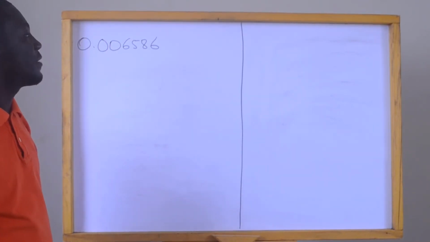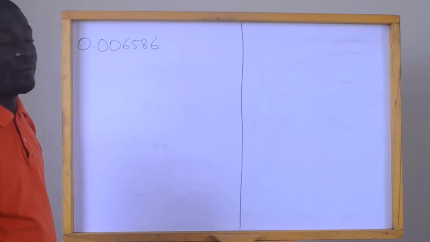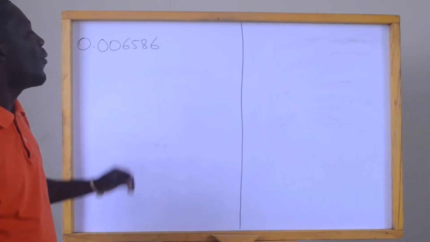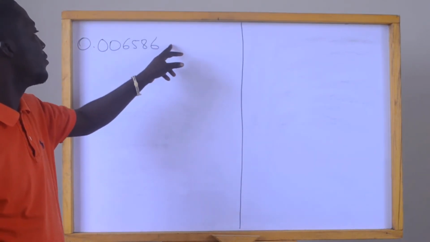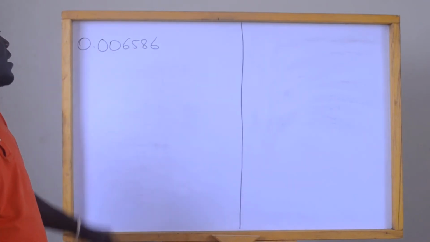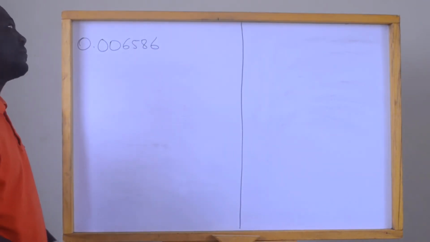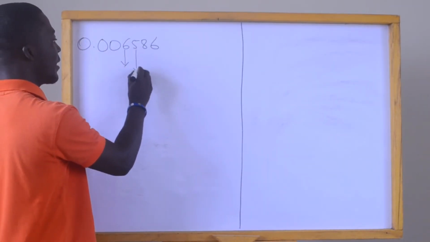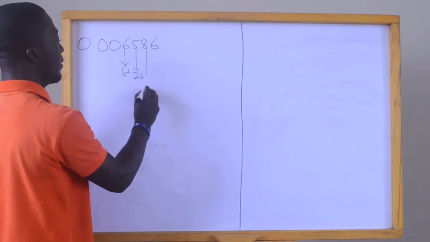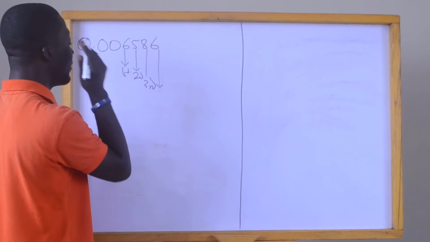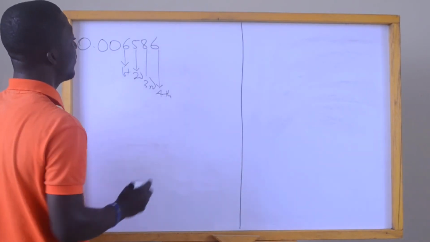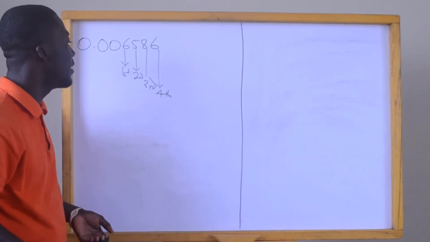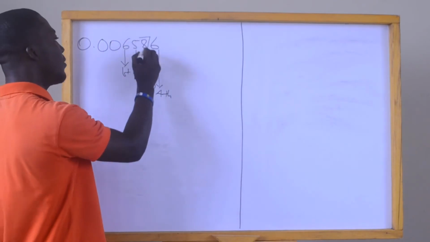Our next question, we have to convert 0.006586 to three significant figures. And as we did previously, we saw that when we have a decimal number, the leading zeros are insignificant. So the first significant figure is 6, the second is 5, third is 8, and 6 is the fourth. So we have to correct this decimal to three significant figures. So our concentration will be here.